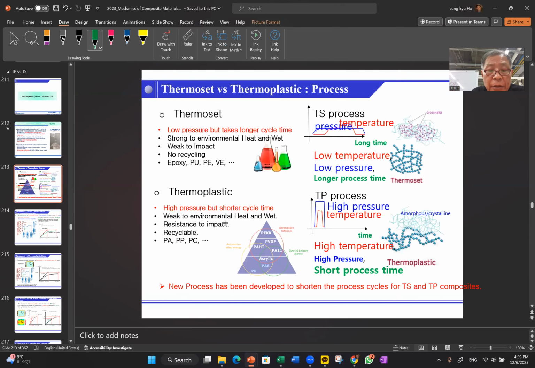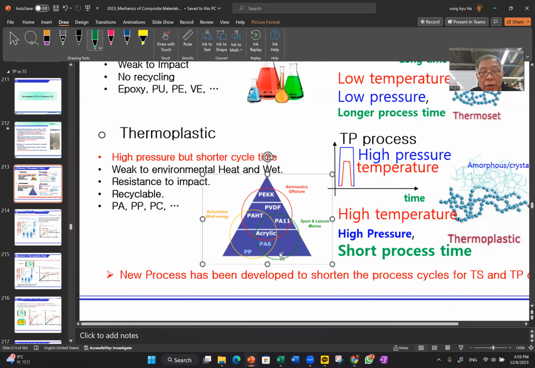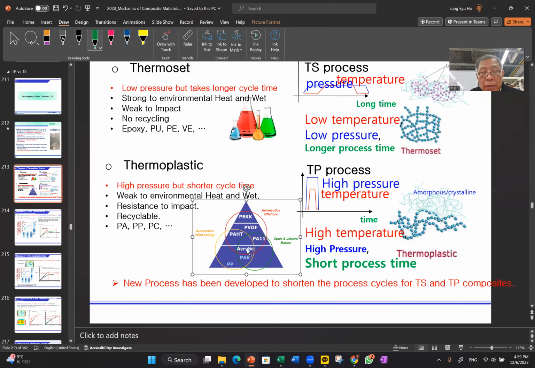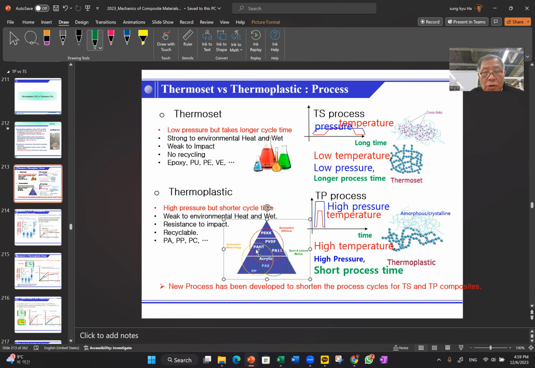This is a good figure explaining thermoplastics: the PEC or PEEK or PVDF and PA11 and acrylic and PA6 and PP. From top to bottom, you can see the level of the thermoplastic. So PA6 is a low level, and acrylic is a little bit above, and PA11 and the PEC is the strongest thermoplastic. Okay.